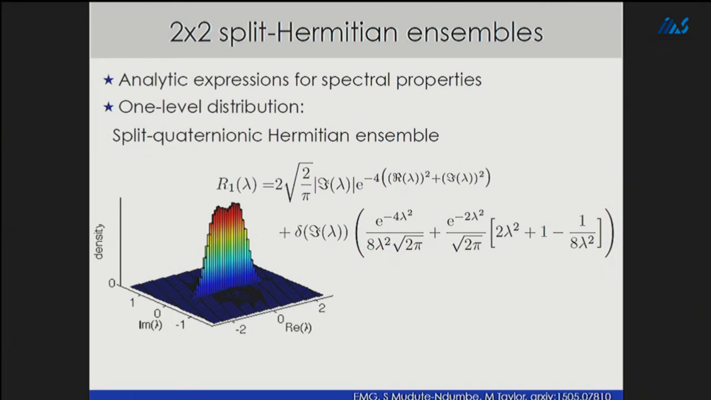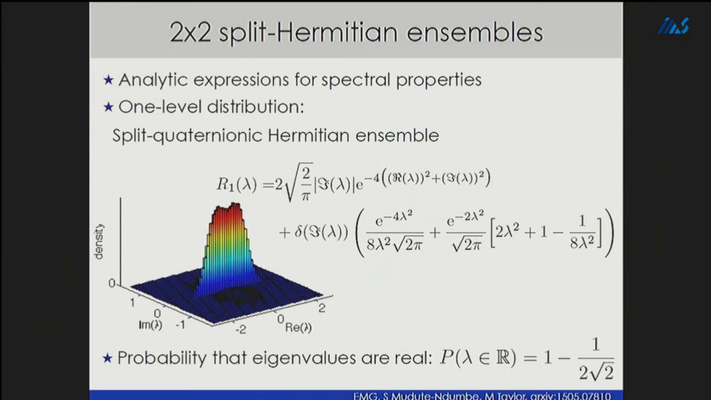So for the split quaternionic case, we also do the calculation, and there we are not aware of any similarity to any known ensemble. At least we haven't found any. So we could try to do the same trick as with the real one, but it brings us to nothing we recognized. Here you get a slightly longer expression for the one level density along the real line. And you also have a finite probability that the eigenvalues are all real. It's a bit smaller than the one for the split complex ones, but not much smaller.